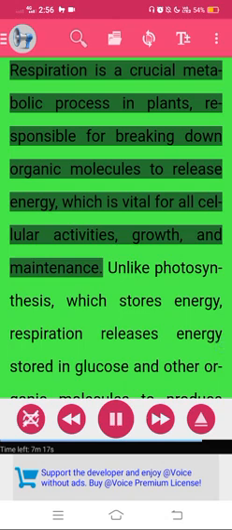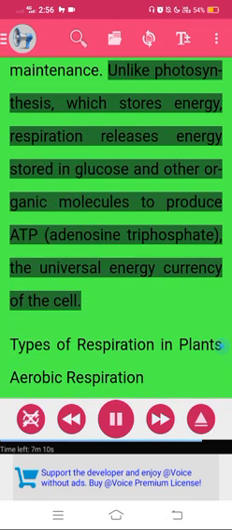Respiration is a crucial metabolic process in plants, responsible for breaking down organic molecules to release energy, which is vital for all cellular activities, growth, and maintenance. Unlike photosynthesis, which stores energy, respiration releases energy stored in glucose and other organic molecules to produce ATP, adenosine triphosphate, the universal energy currency of the cell.